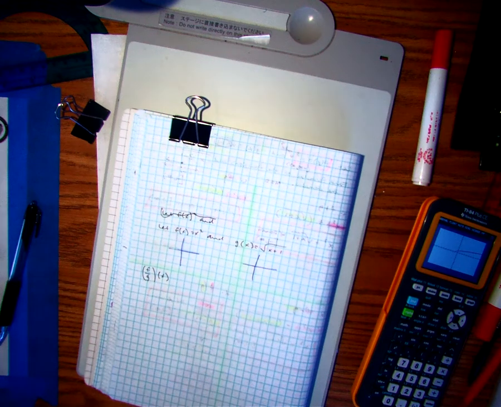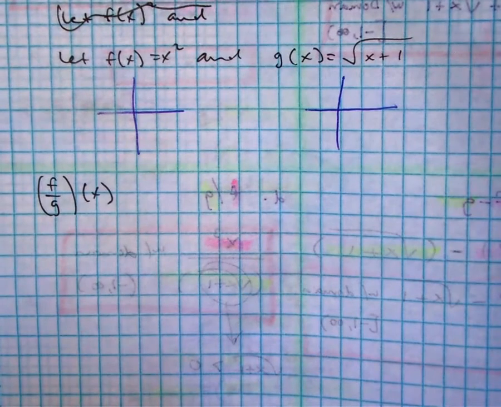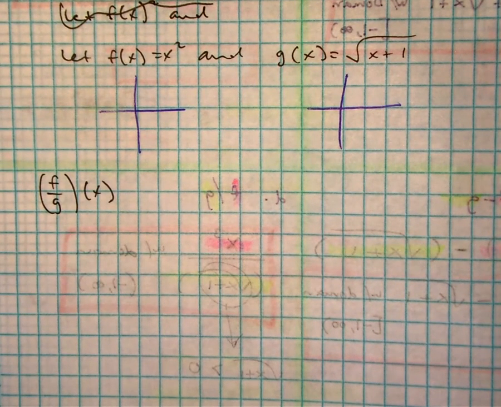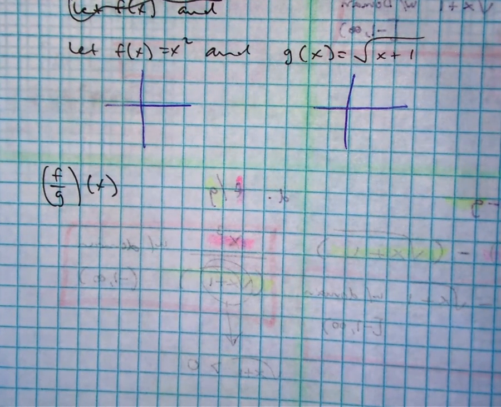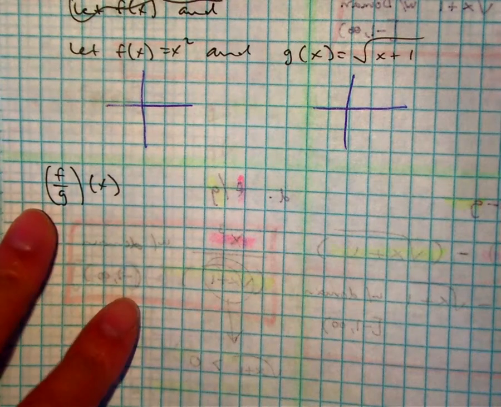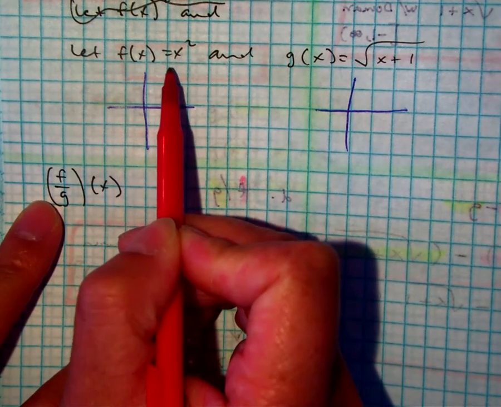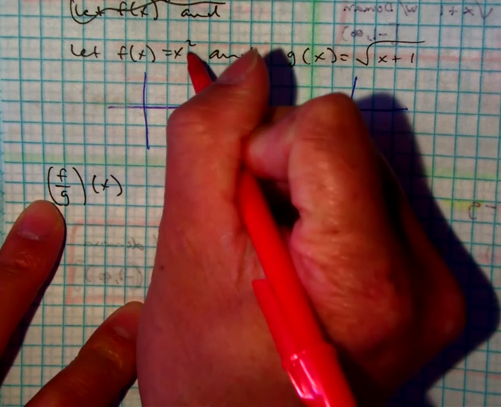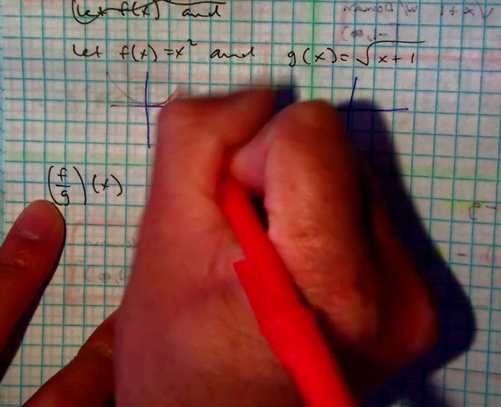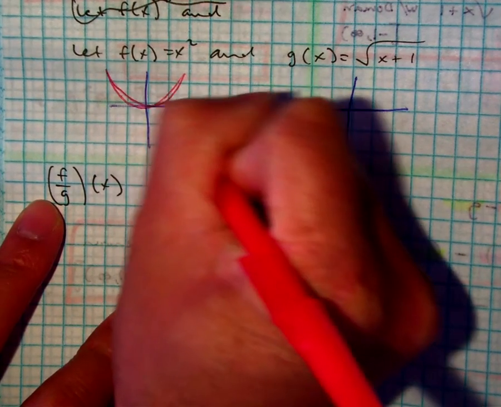Alright, in this problem, we're given f of x, g of x, and they ask us to divide the two of them. The directions also say give the domain for each. So if you're getting the domain, you might want to just either, you've memorized it, or do a quick graph of the parent function, the 12 basic functions.